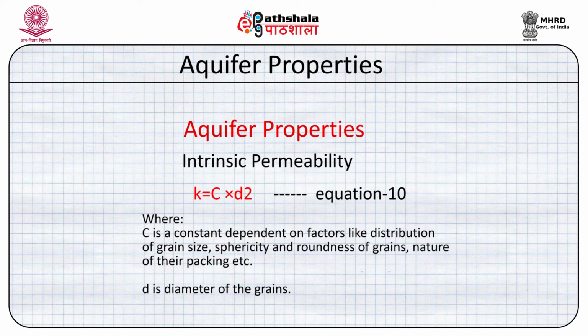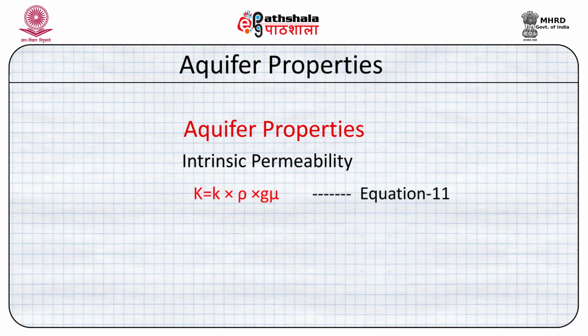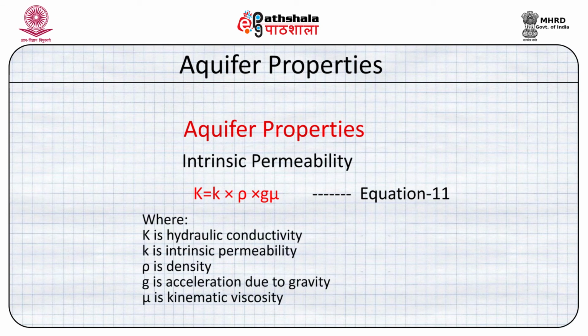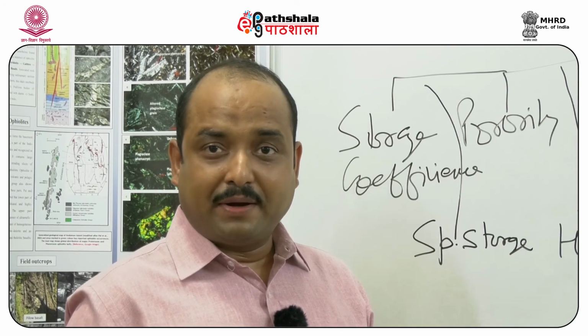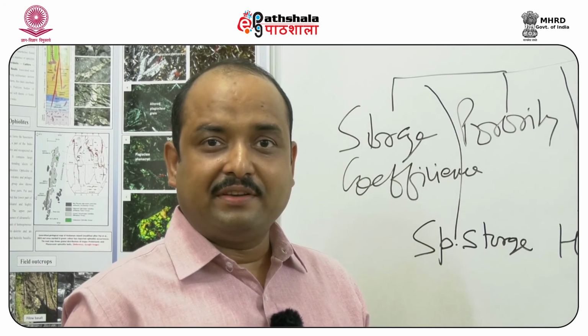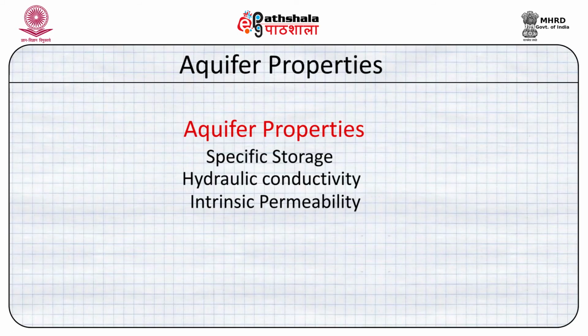And what is the relationship between hydraulic conductivity and intrinsic permeability? We have equation 11, where on the left, K, that is hydraulic conductivity, equals small k, that is intrinsic permeability, multiplied by rho, that is density, multiplied by g, that is acceleration due to gravity, and the whole divided by mu, that is kinematic viscosity. Okay, we need not run away. Still we have some more properties, and that is transmissivity, yet another transmitting capability. What is that?